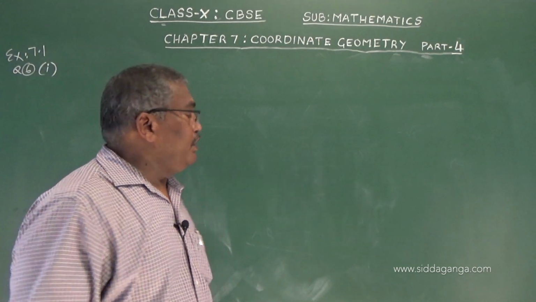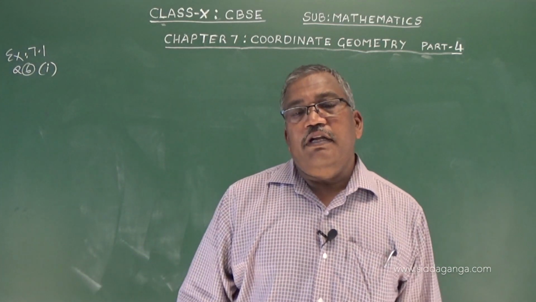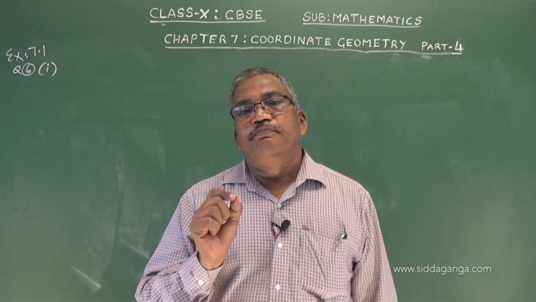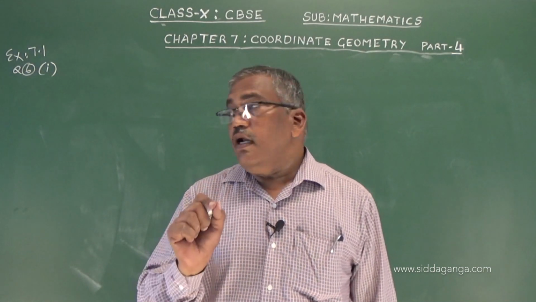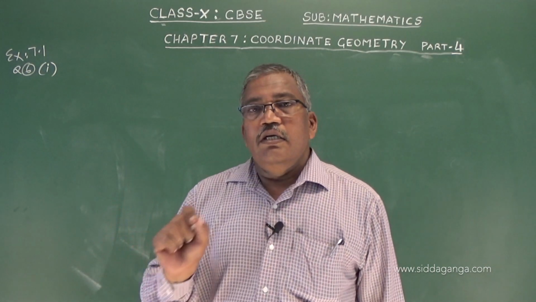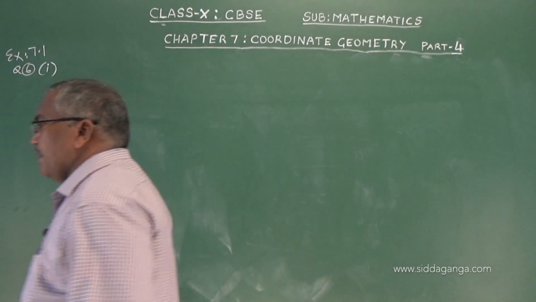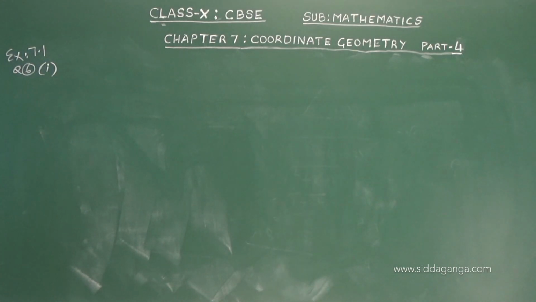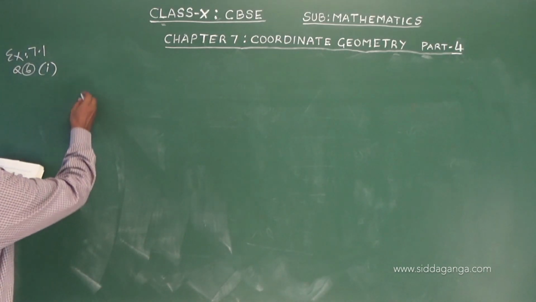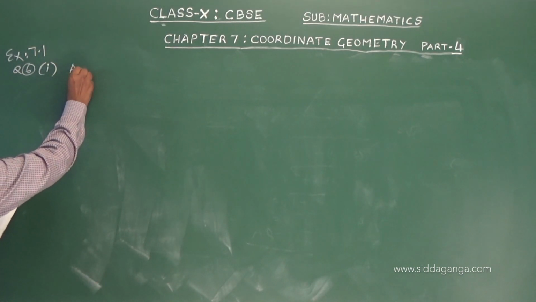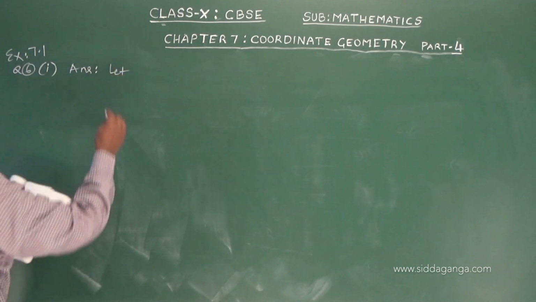So 4 points are given here. In each sub question, we have to verify whether they form a quadrilateral or not. If a quadrilateral is being formed, what type of quadrilateral it is, that we have to say. So now, first one is, answer. We have to write like this. Answer, let the 4 points be like this.